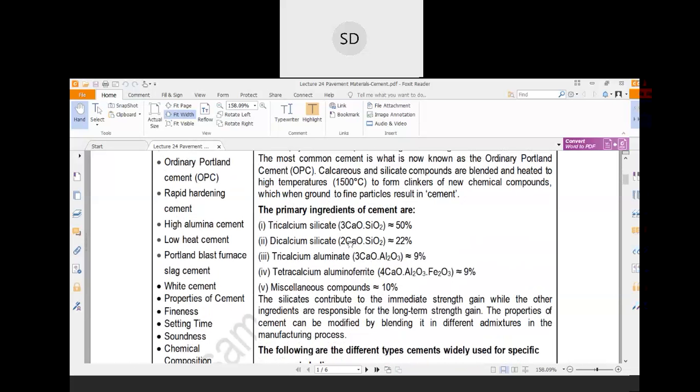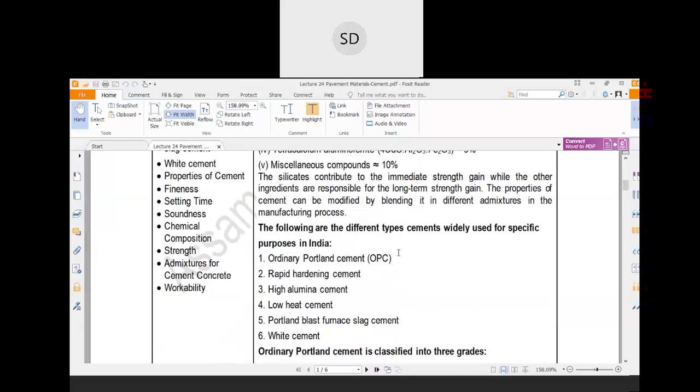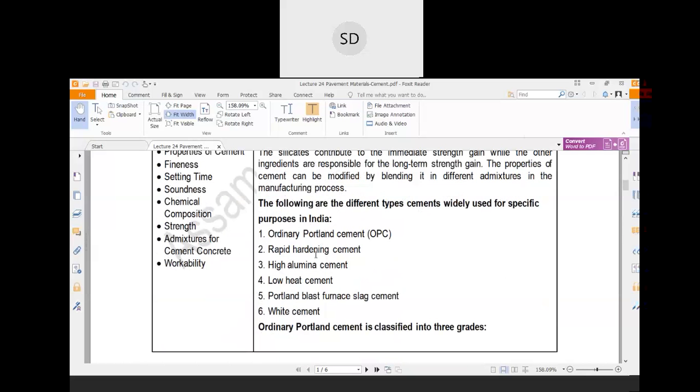Now, these are the different ingredients of the cements. You know all about these things in your concrete technology classes, so I'm not going into details about them: tricalcium silicate, dicalcium silicate, tricalcium aluminate, like that. You know all about these chemical compositions and their properties. Now there are different types of cements. You also know all these: OPC, rapid hardening cement, high alumina cement, low heat cement, etc.